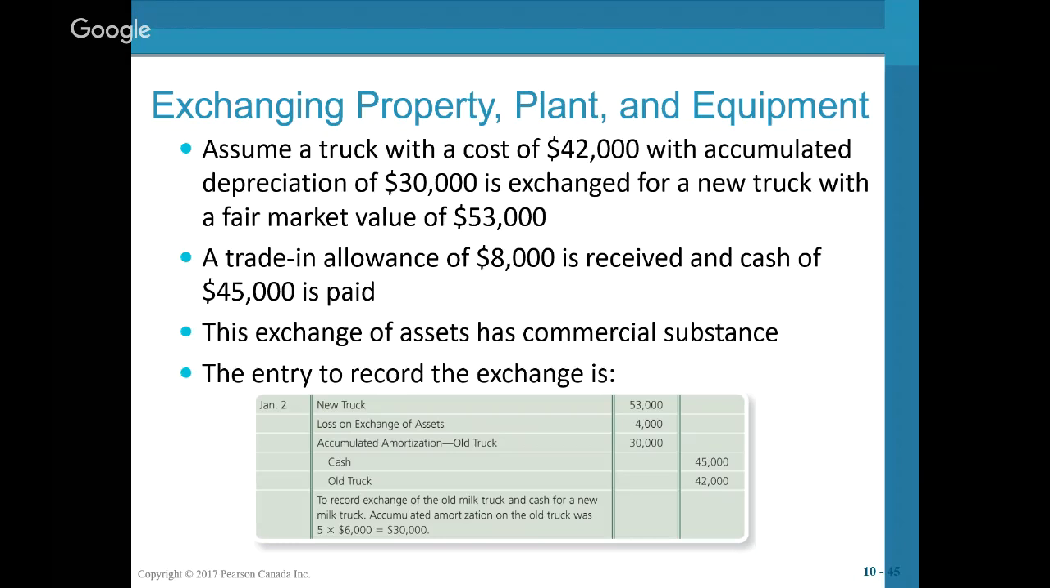So the difference between all of that, are we short debits or credits? In this case here, we're short debits. The reason we're short debits is we're incurring a loss on this. We gave up more than we actually got. And in exchange, we've got a loss here of $4,000.